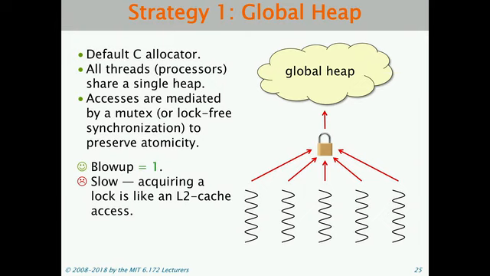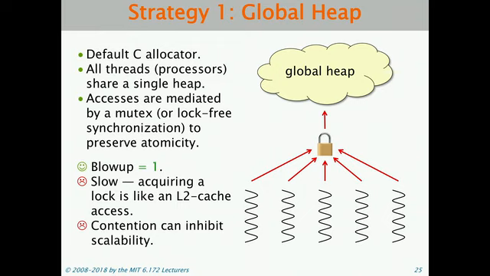Roughly speaking, acquiring a lock, the performance is similar to an L2 cache access. And if you just run a serial allocator, many of your requests are going to be satisfied just by going into the L1 cache because you're going to be allocating things that you recently freed, and those things are going to be residing in L1 cache. But here, before you even get started, you have to grab a lock, and you have to pay a performance hit similar to an L2 cache access. So that's bad. And it gets worse as you increase the number of processors.